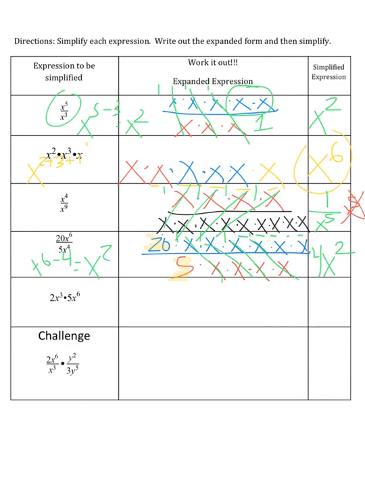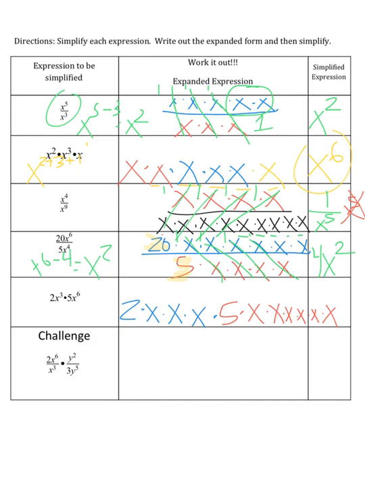For this next one, we have multiplying. So once again, we'll write each term in expanded form. 2x cubed in expanded form is 2 times x times x times x, and then 5x to the 6th is 5 times x times x times x times x times x, and then one more time times x. So we're going to add a little bit of room there.